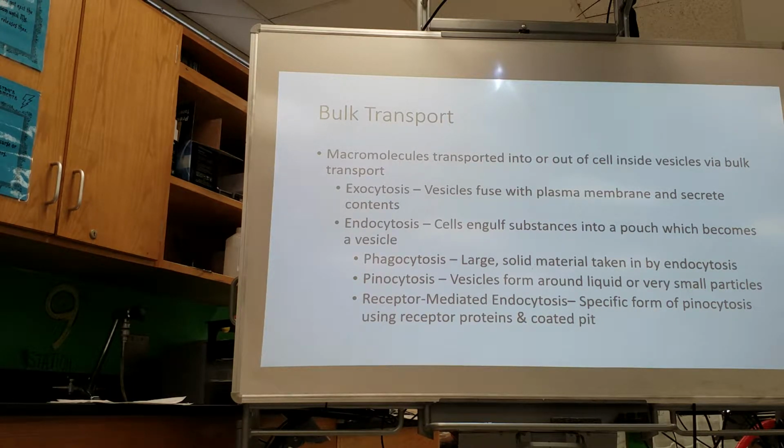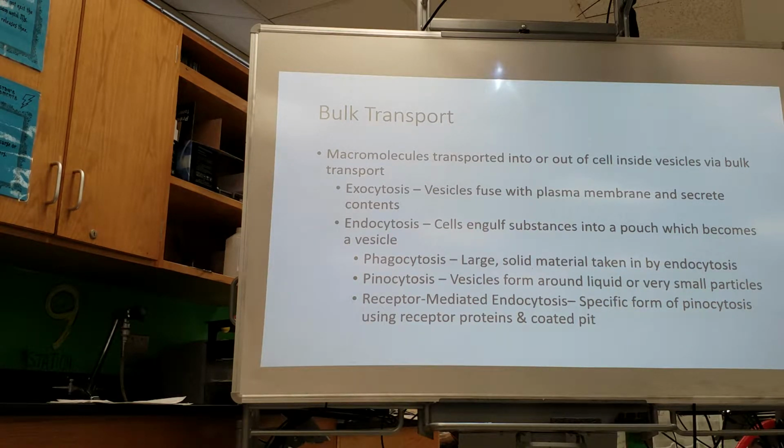So when you're releasing stuff from the cell, that's called exocytosis. You're exiting. When you're bringing things into the cell, that's endocytosis. Endo means inside. And there are 3 different types of endocytosis. The first 2 just differ based on what you're taking in. If you're taking in a solid chunk of something, it's called phagocytosis.